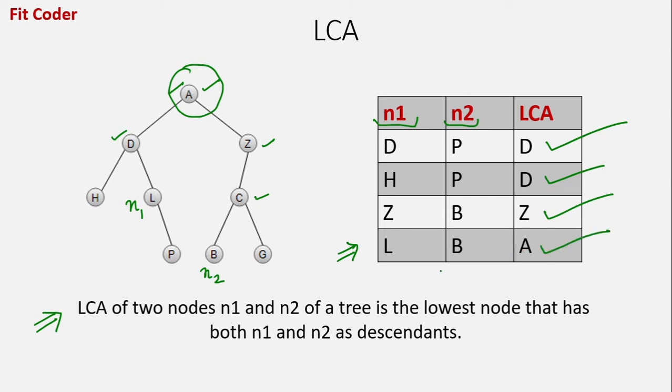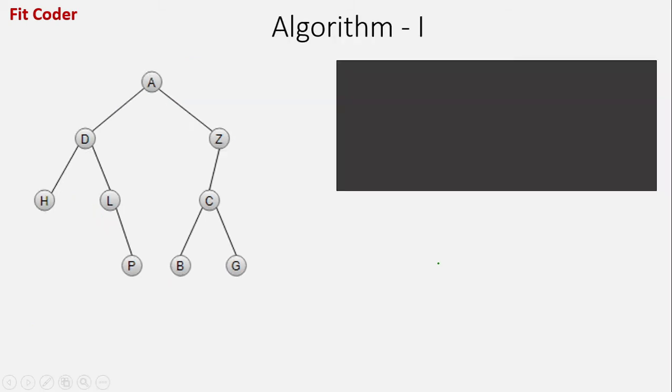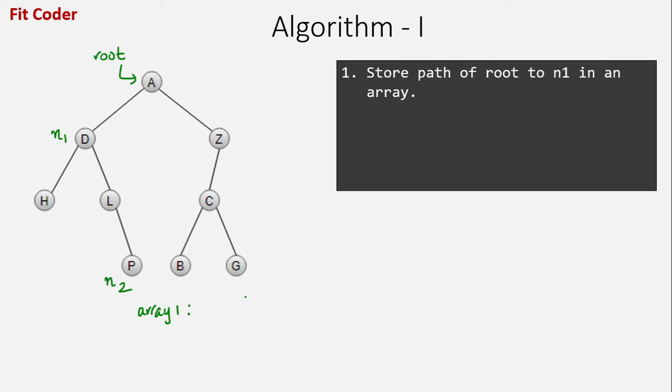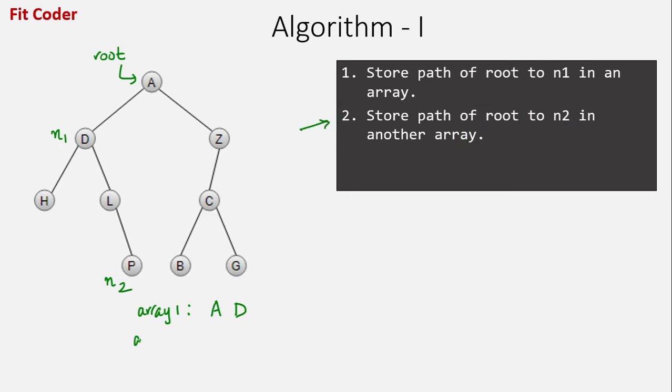Now once we've understood the definition of lowest common ancestor, let's see the algorithms to find it. We'll discuss two algorithms. Let's see the first one. The algorithm says to store the path from the root to n1 in an array. A is the root node. So in array 1 we store the path from root to n1. The path is A and D. Now the second step is to store the path from root to n2 in another array. So in array 2 we store the path from A to P. So it is A, D, L and P.